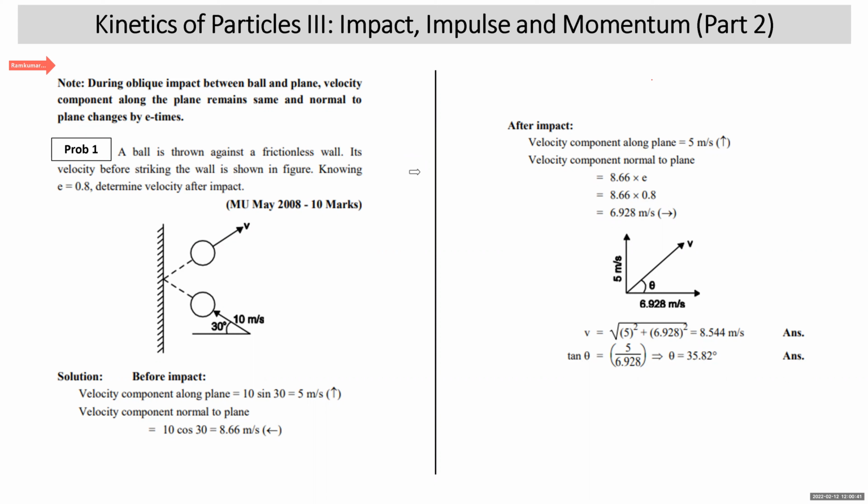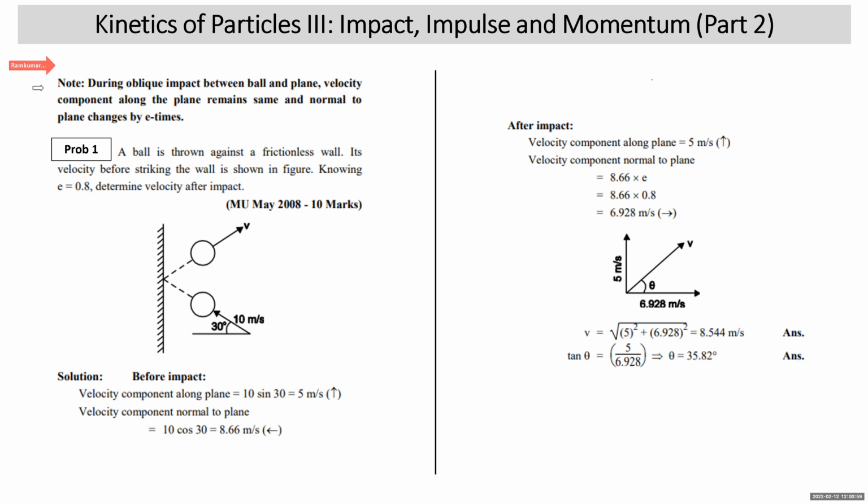But if the ball hits the plane at any angle other than 90 degree, it is not normal to the plane, then such an impact is called as oblique impact. So now we'll discuss few problems of oblique impact between ball and the plane. To solve these sums, we have to first remember this note.